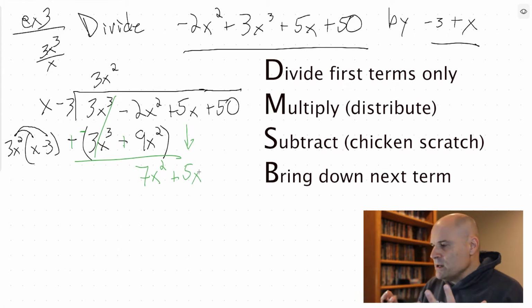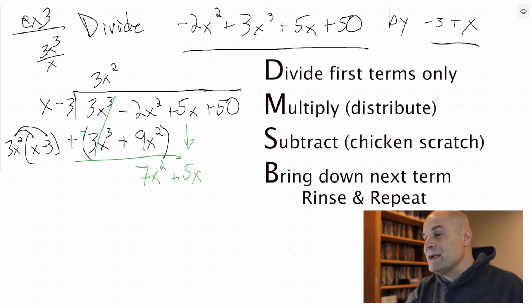And then what do you do in long division? Then you start over and you do it all again. Okay, so now we're going to go back up to step D, which is divide. And remember, we're only dividing the first term by the first term. So we can ignore the minus 3 and we can ignore the plus 5x.